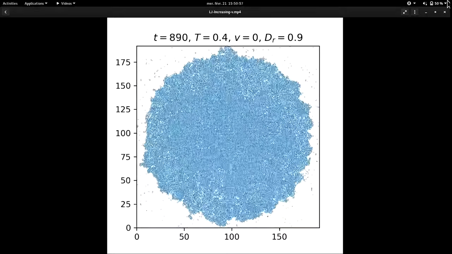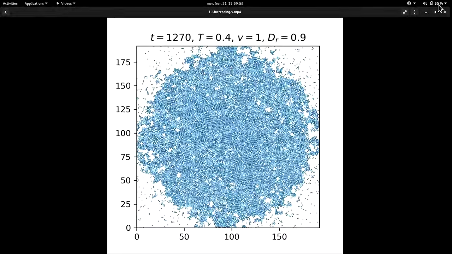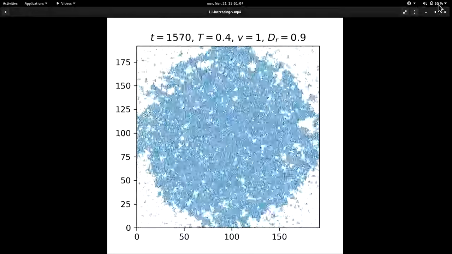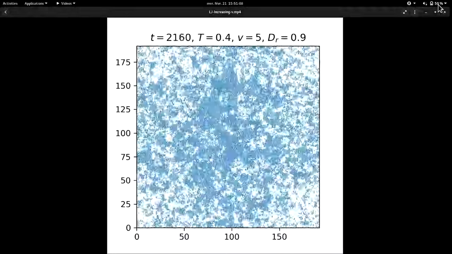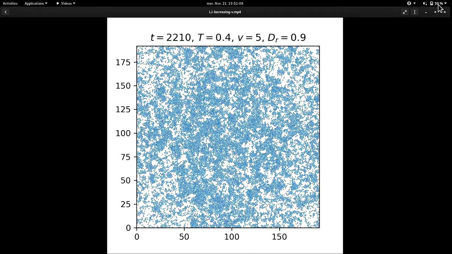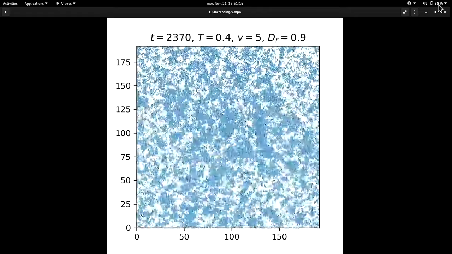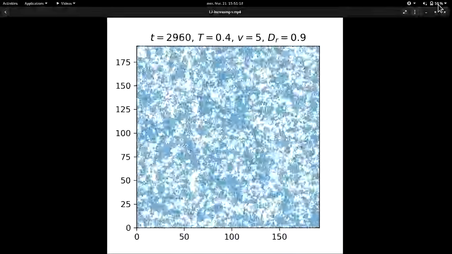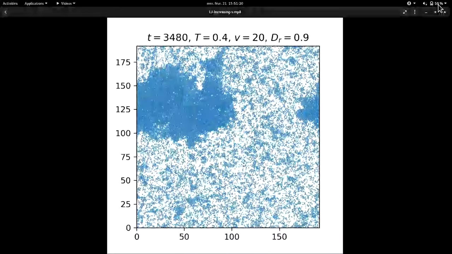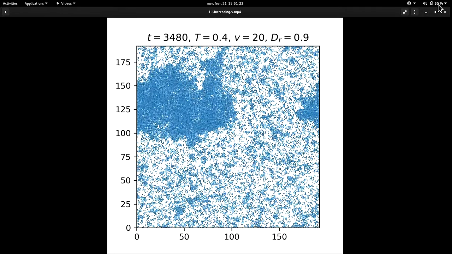And then we start to increase the self-propulsion. You see, this V parameter is the self-propulsion speed of the particles. I increase it again, and now what you see is that the liquid phase has completely evaporated, and we have a fully homogeneous gas. But then if I increase it even more, we start to observe, again, the formation of a liquid. But now we're completely out of equilibrium, and this phenomenon is dominated by the self-propulsion speed.